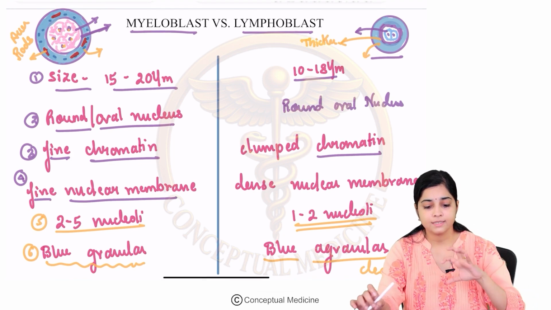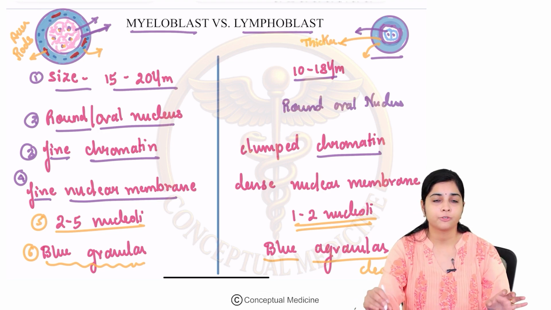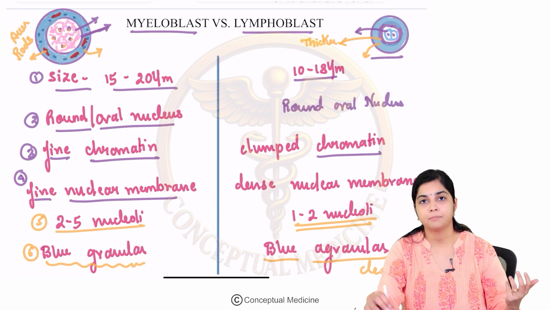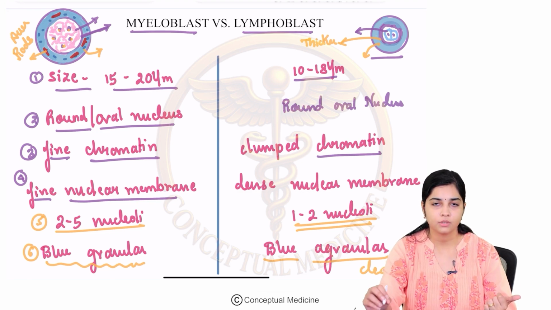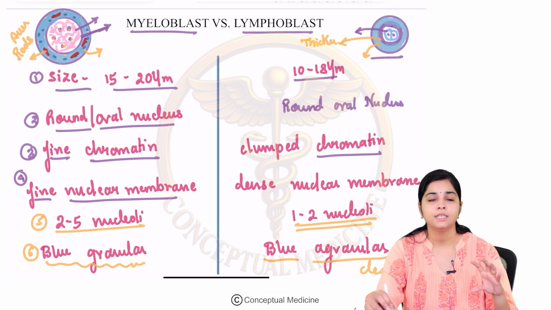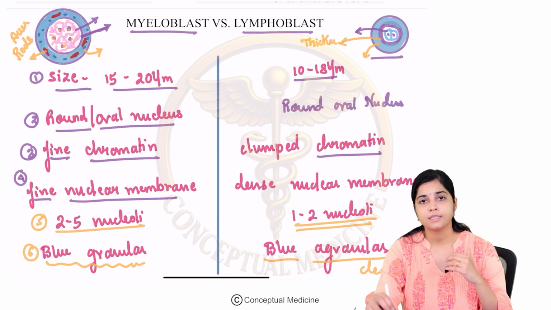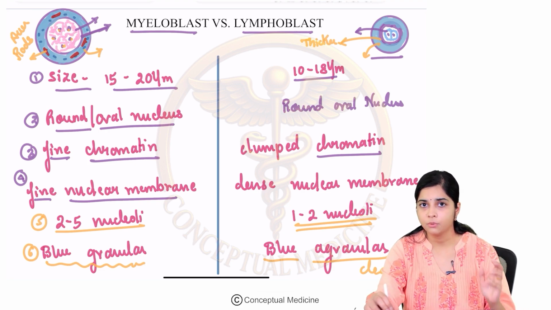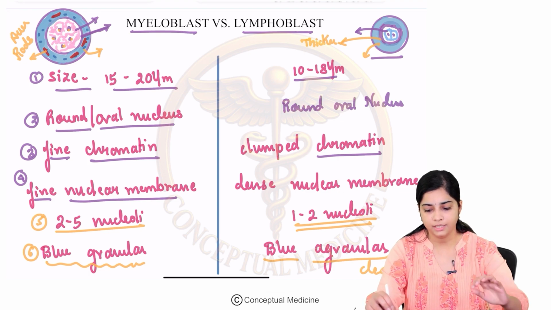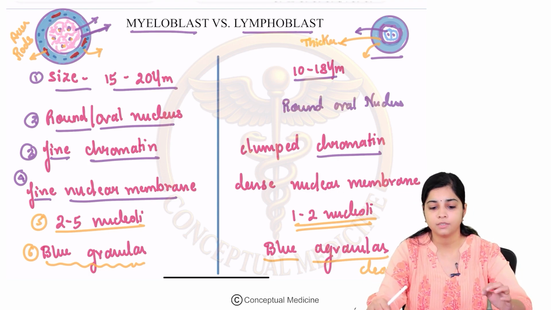Okay, so these are some of the basic differences we have to know when we speak about the appearance of a myeloblast and a lymphoblast. Myeloblasts are bigger, they have finer chromatin, and you can find a more granular cytoplasm, right? But in a lymphoblast, the cytoplasm is scanty, with a sky-like appearance, there are no granules, the nucleoli are lesser in number, and they have a thick nuclear membrane and more clumped chromatin.